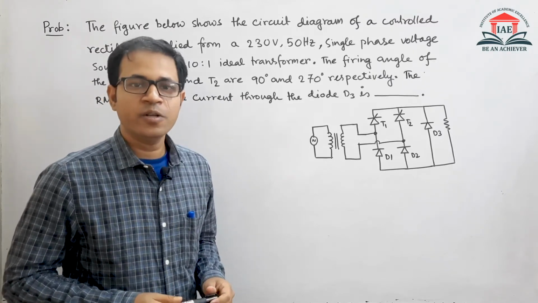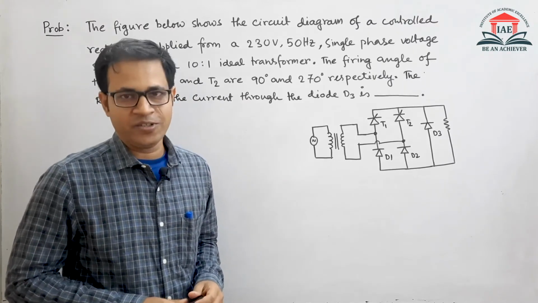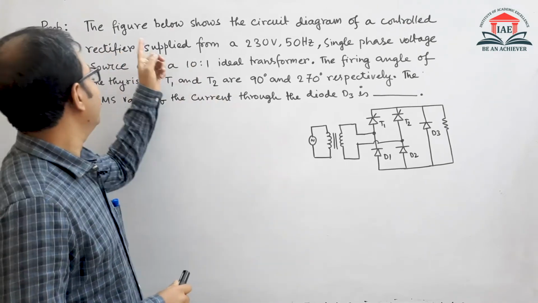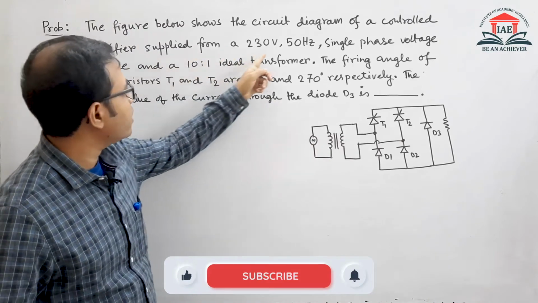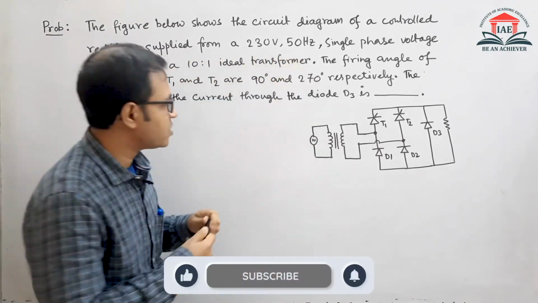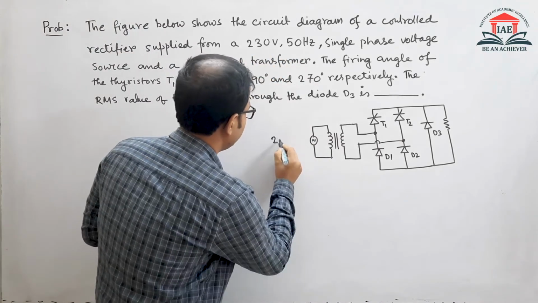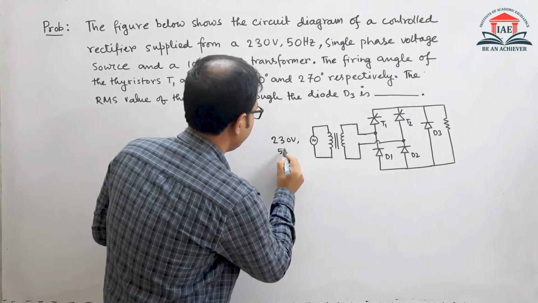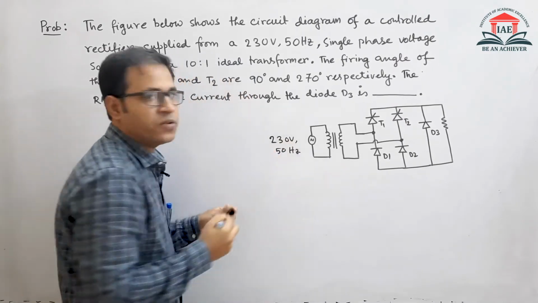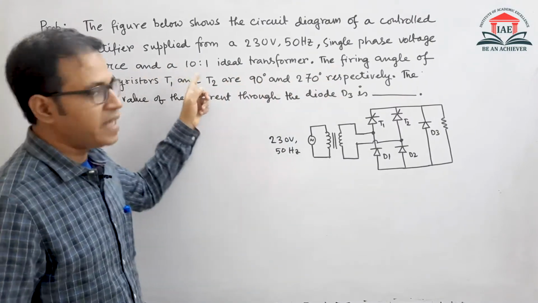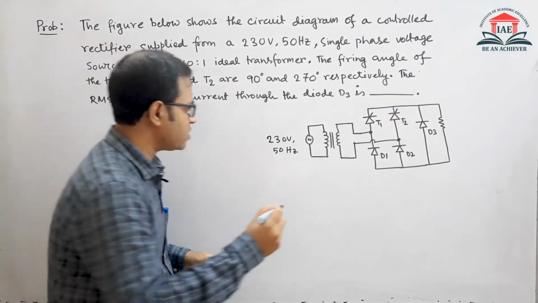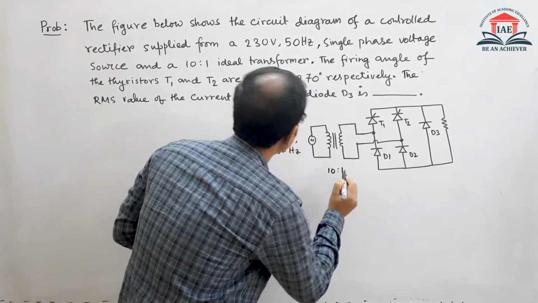In this video, we will solve another numerical on power electronics, which states that the circuit diagram shown in this figure is supplied from a 230 volt 50 Hz supply. So we must write this is 230 volt 50 Hz. Obviously 230 volt is the RMS voltage. The single phase voltage source and a 10:1 ideal transformer. So we must write this is 10:1.